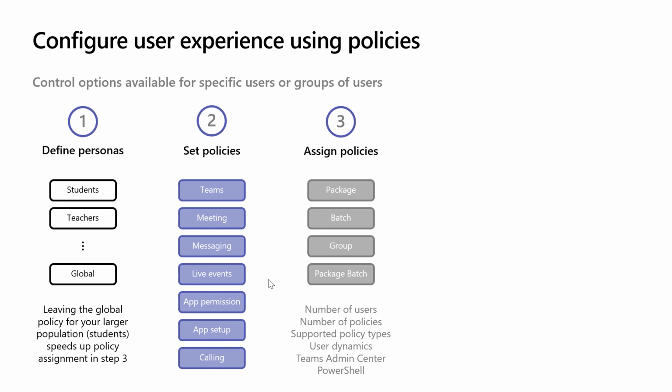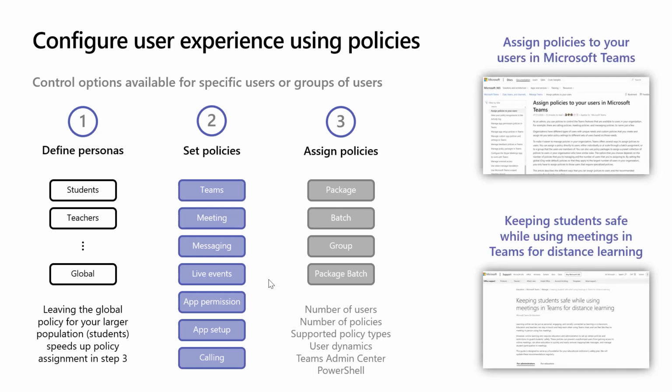And there's a few options here. You can create a policy package. You can do it in a batch. The most preferred way is group assigned policies. So if you're a member of a specific group, you're going to have access to a certain policy, and then of course package batch as well. So if you have a package, you can batch it specifically to a number of users.